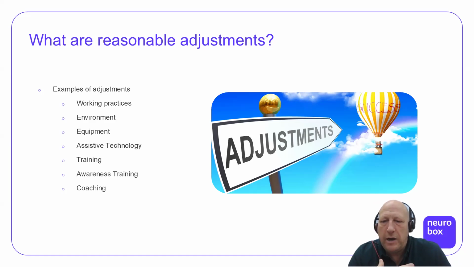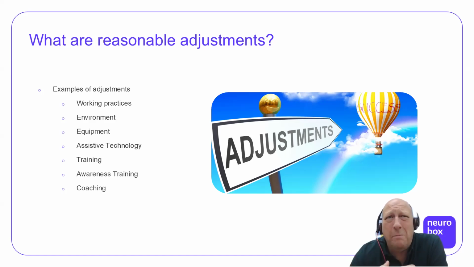So the environment is quite a big area to look at. And as I said, it can cover absolutely everything from things like lighting, noise, even things like smell, other types of senses. Sometimes we've got control over that. Sometimes we work in an environment where actually we have very little control over it.